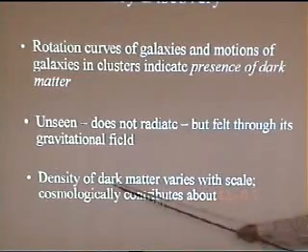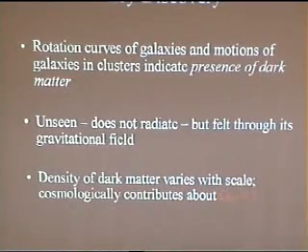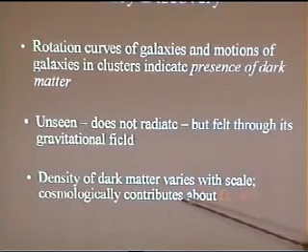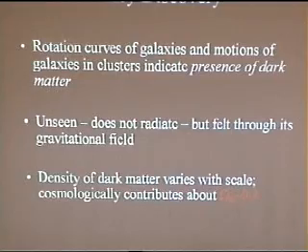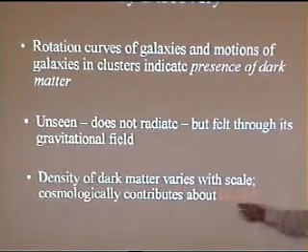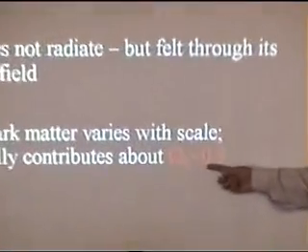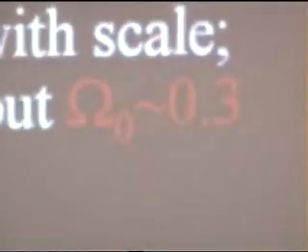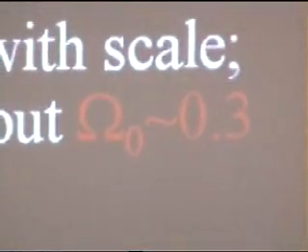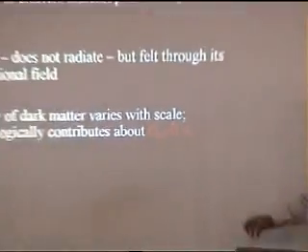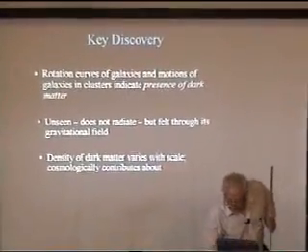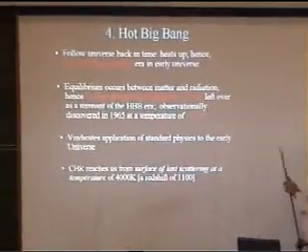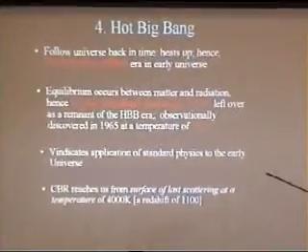And in terms of the density of dark matter, it varies with scale, but at the cosmological scale it contributes about omega of 0.3 in terms of that density parameter. Now, there's an important point about this, which is that this is much less than the critical density. It's much less than the critical density, but it is much greater than the amount of matter we see. So there's a large amount of dark matter.